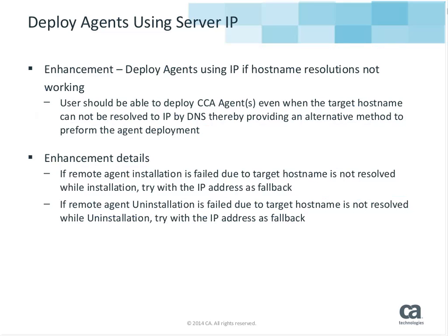the agent deployment. So, if a remote agent install fails because the target host name is not resolved during installation, we try to use the IP address as a fallback. If the remote agent uninstall fails due to the target host name, again, we want to utilize the IP address as a fallback.